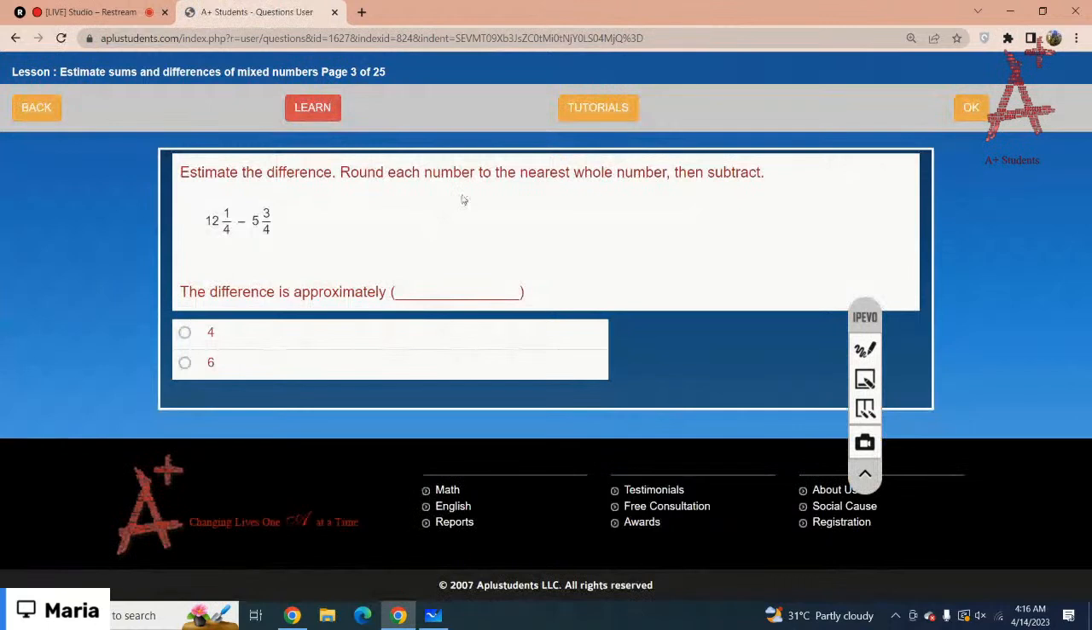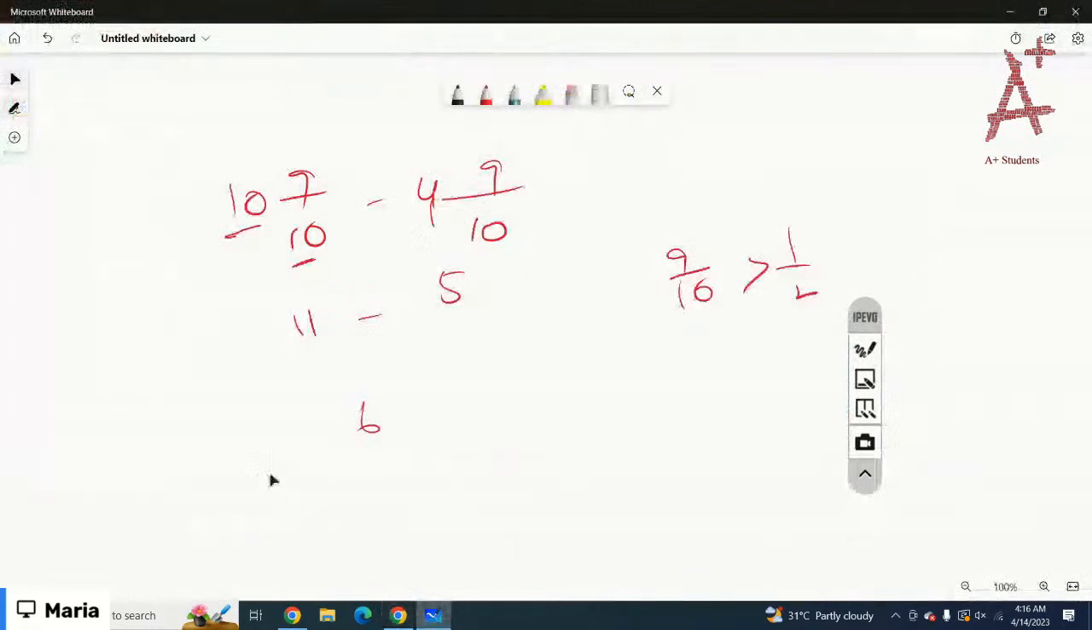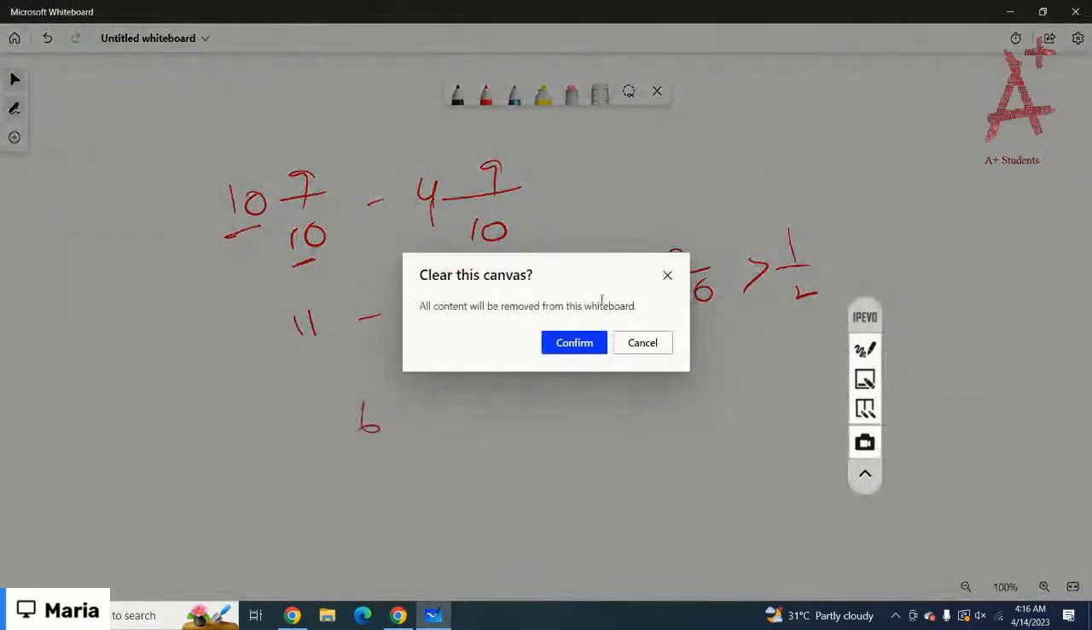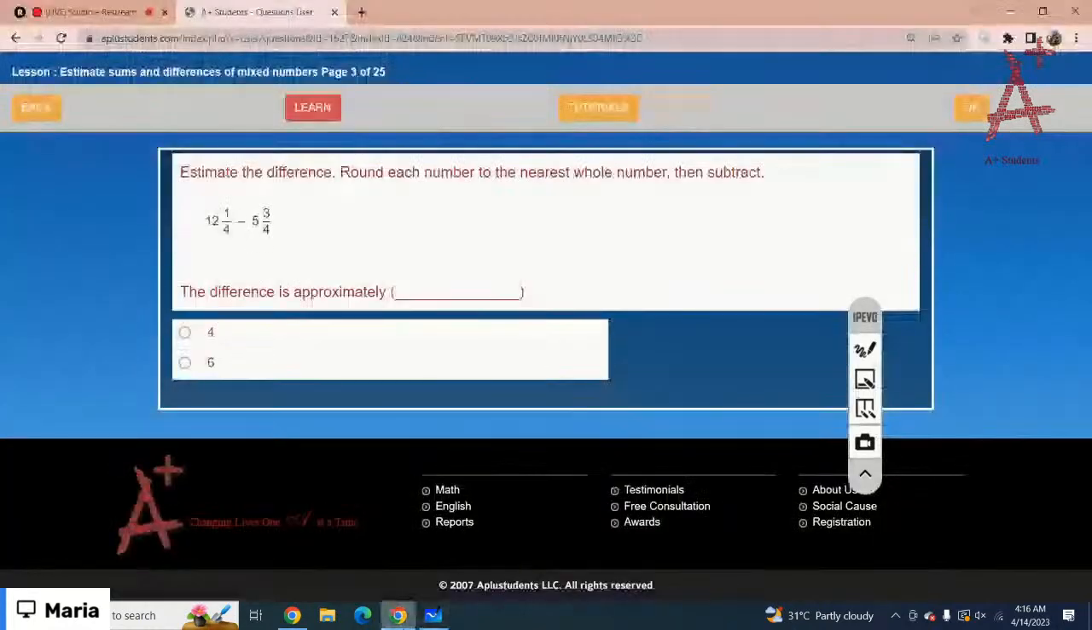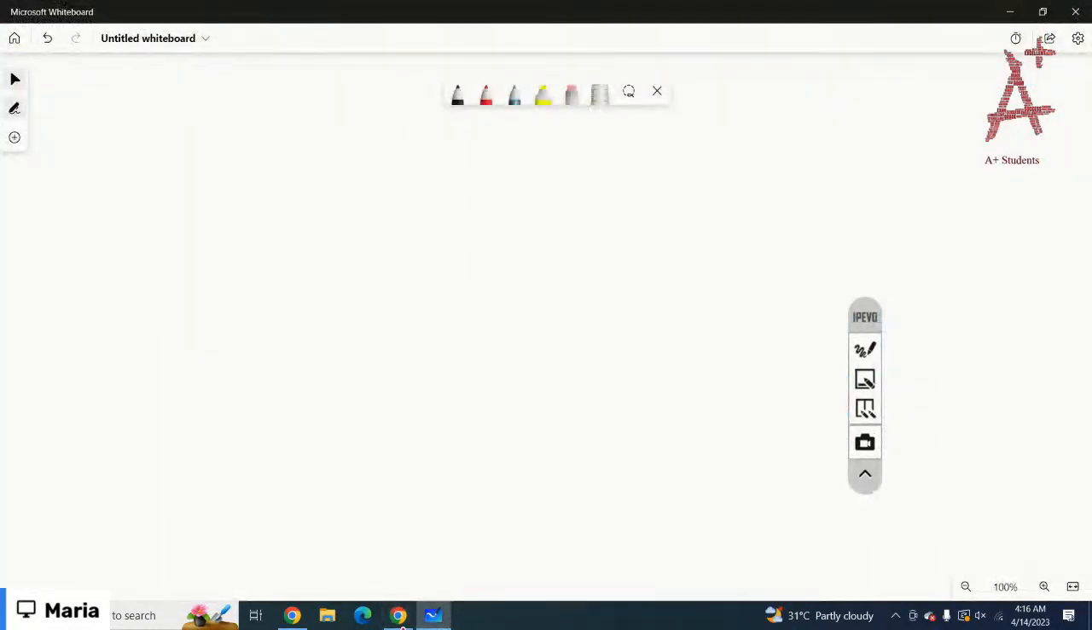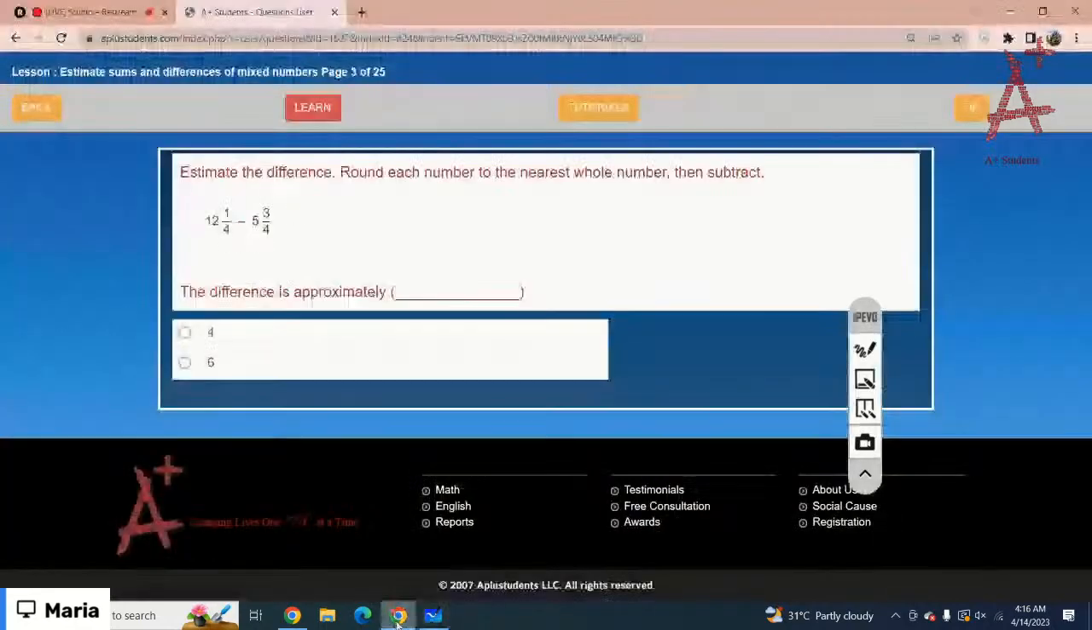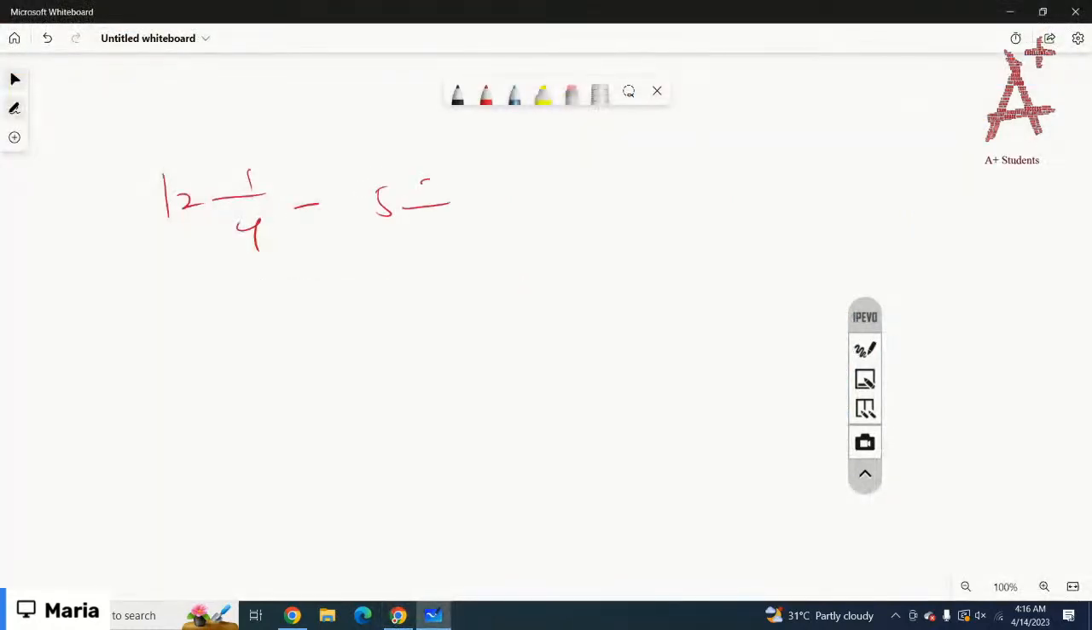Okay, estimate the difference. Round each number to the nearest whole number, then subtract. 12 whole 1 over 4 minus 5 whole 3 over 4. Okay, so 1 over 4 would be less than 1 over 2. Got it? So it would be rounded to 12.